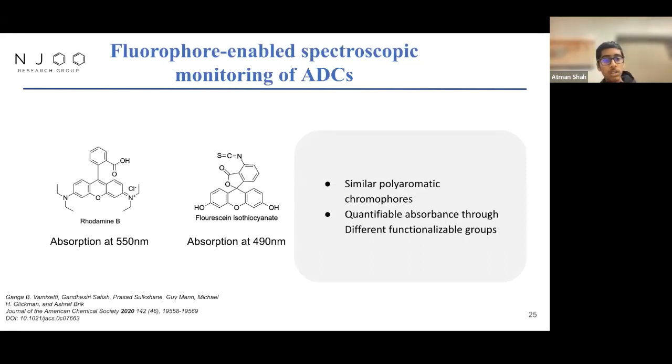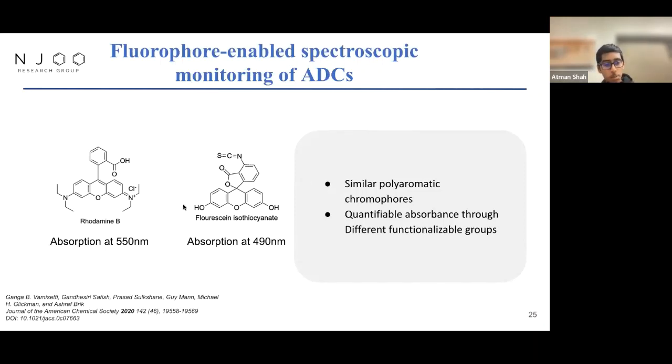And then another part of our project involves the fluorescent monitoring of ADCs. And so what we do is instead of a drug, we can attach a fluorophore, in this case, rhodamine B or FTSE. And fluorophores are useful because, like I showed with the UV vis earlier, they'll absorb light at specific wavelengths and provide strong signatures for either attachment or detachment. And so we can quickly quantify how many fluorophores are attached and thereby monitor the process of bioconjugation.